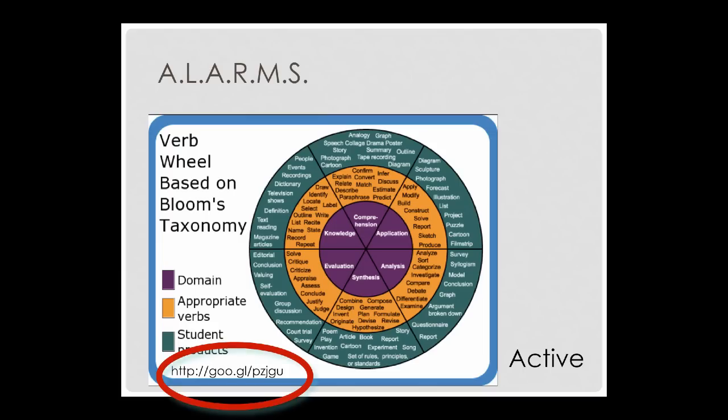One resource for finding active verbs for learning objectives in any discipline can be found at the link on your screen. This website has different versions of what is often called the Bloom's taxonomy wheel. The inner circle has different categories of knowledge and skills you may want your students to develop. The middle ring provides active verbs that one can use for writing learning objectives, and the outer ring gives examples of products you could require your students to create to demonstrate their mastery of the learning objective.